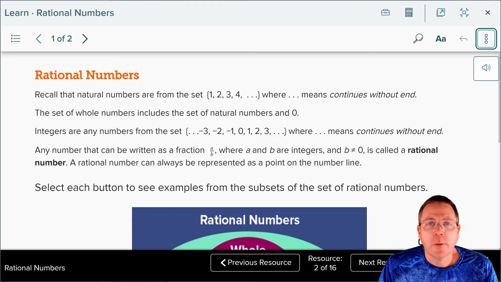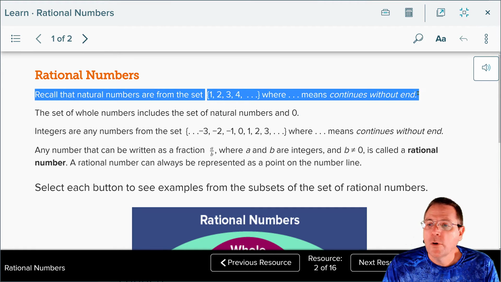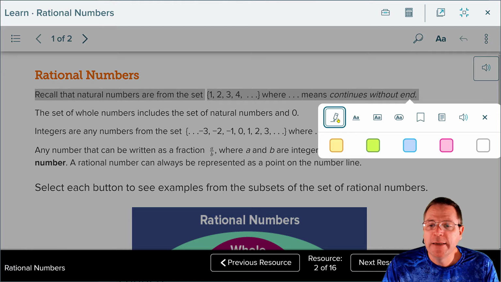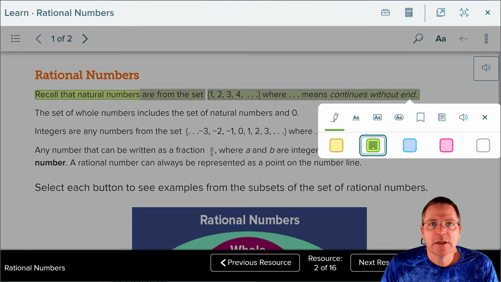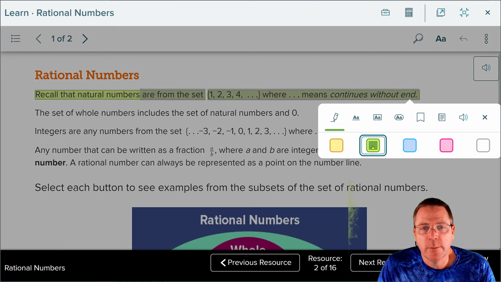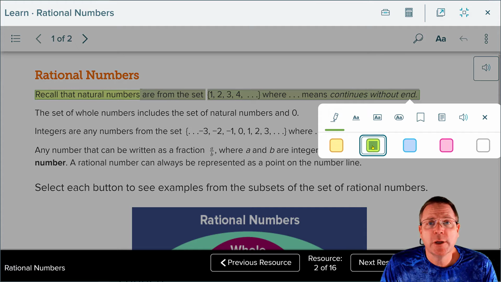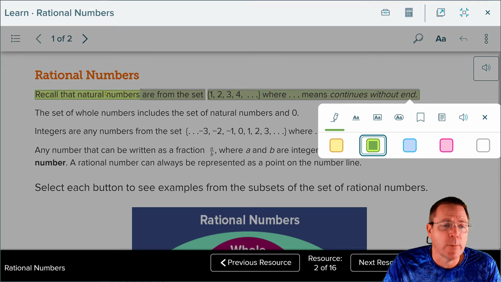Recall that natural numbers are numbers from the set 1, 2, 3, 4, and so on, and it continues without end. Natural numbers are numbers that occur in nature. Basically, can you hold it and it still be alive? You can hold 1 sheep, you can hold 2 sheep, you can hold 3 sheep. You can't hold 0 sheep. 0 sheep does not exist. And having half a sheep, well, you get pork chops, I guess, but that's about as good as it's going to get on that one.